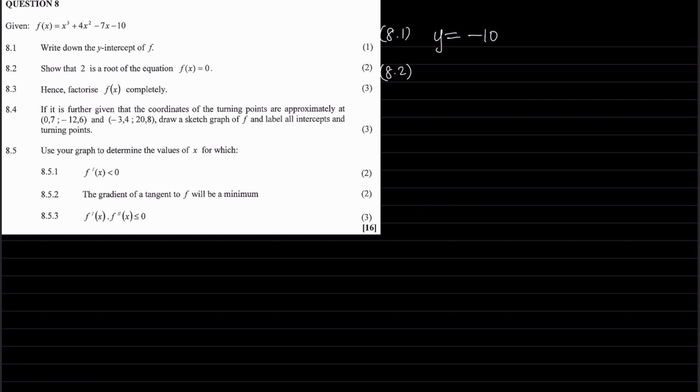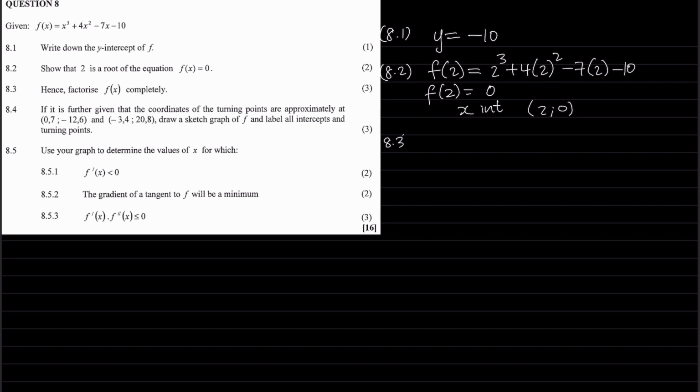Question 8.2. Show that 2 is a root of the equation f of x equals 0. So to solve for this, we need to substitute 2 in our equation. If we substitute 2, we're going to get 2 to the power of 3 plus 4 times 2 squared minus 7 times 2 minus 10. That means f of 2 is equal to 0. And what this means is it tells us that it is a root. In other words, it is an x-intercept. So one x-intercept is 2 and 0.